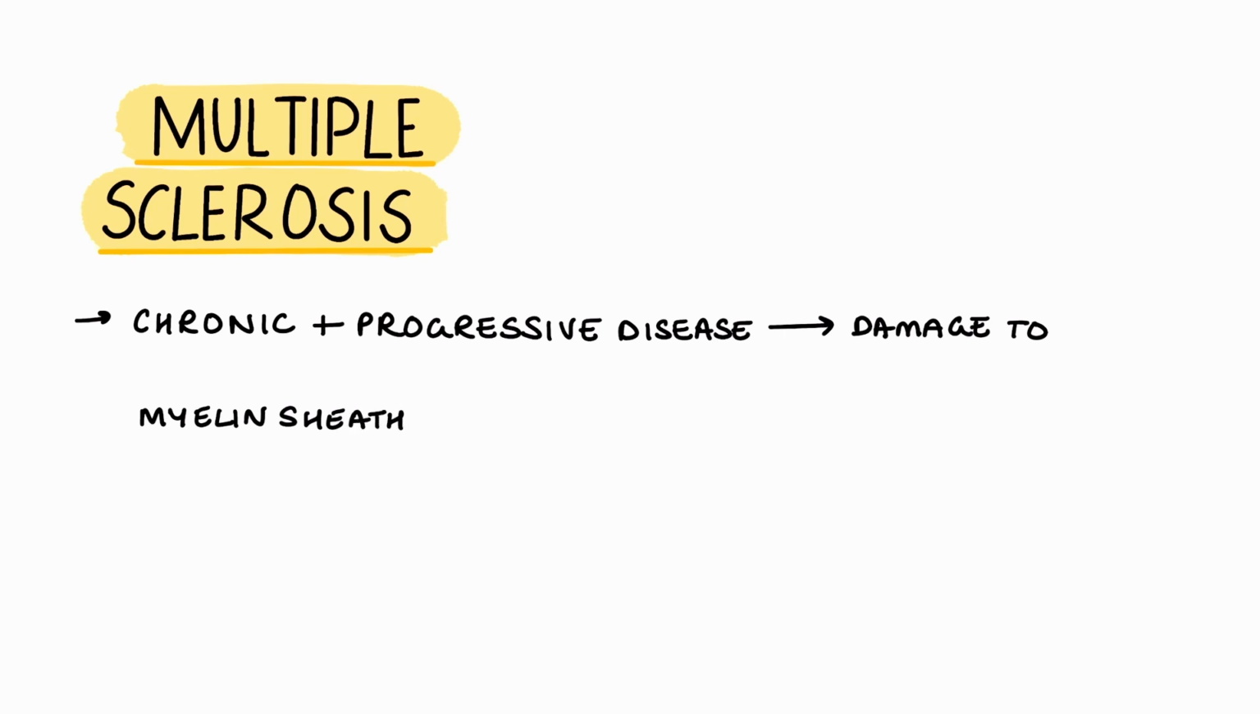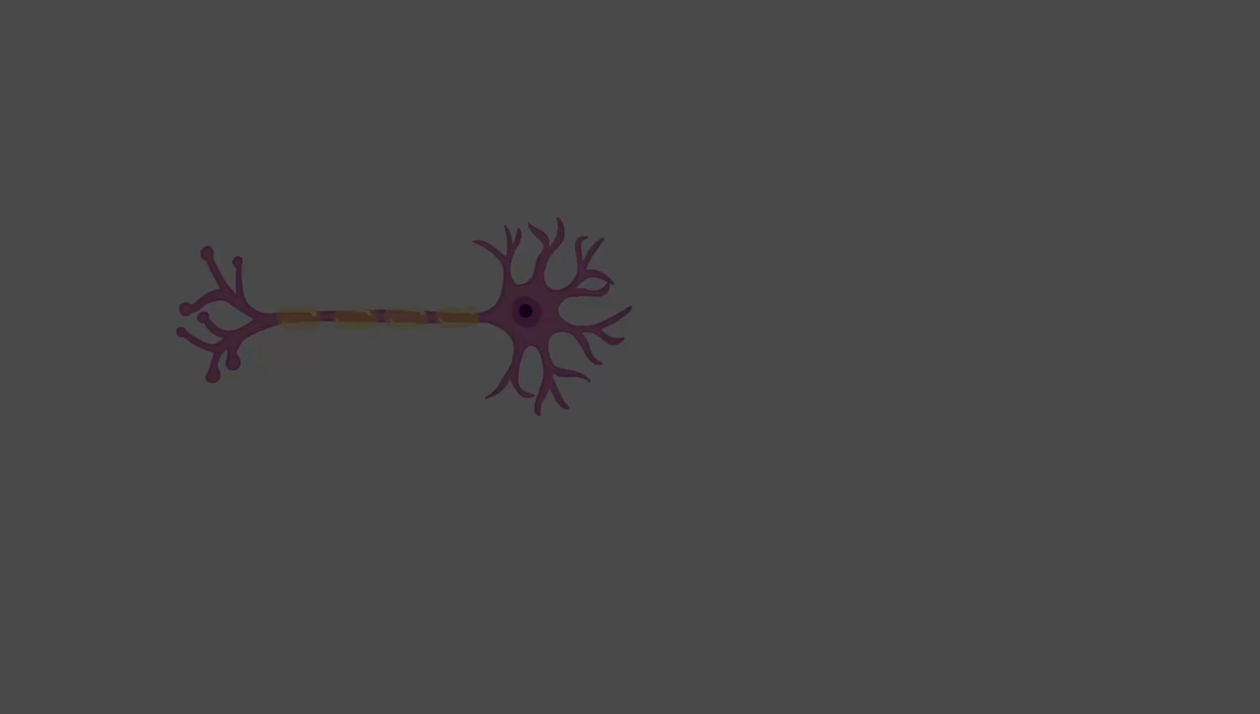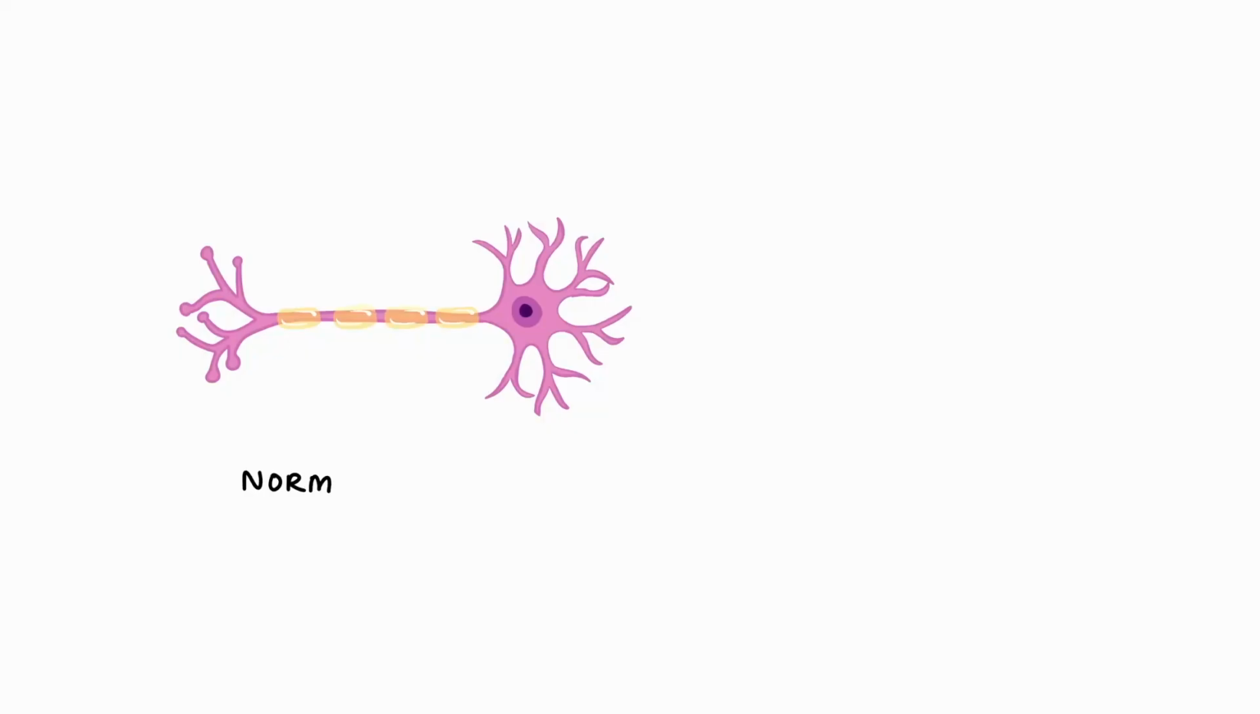This is a chronic and progressive disease whereby there is damage to the myelin sheath of the neurons, otherwise known as demyelination. This is an inflammatory process that is caused by immune cells attacking the myelin. Let's have a look at this in a bit more detail.